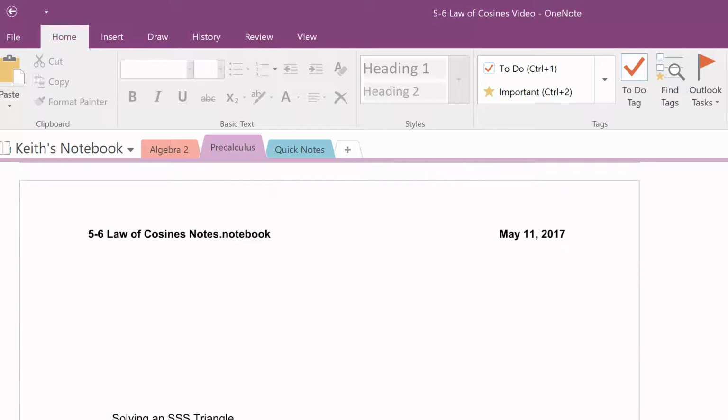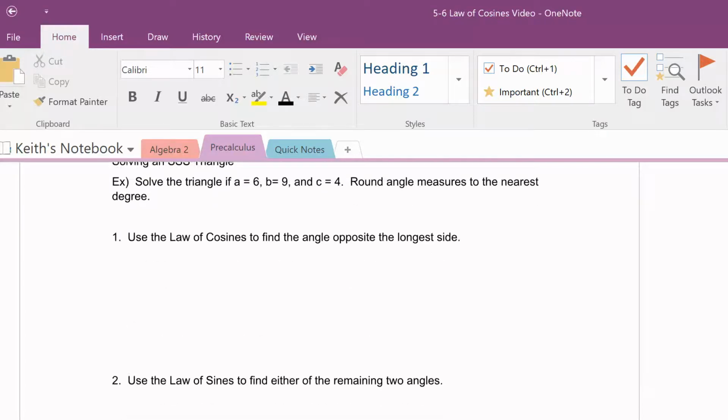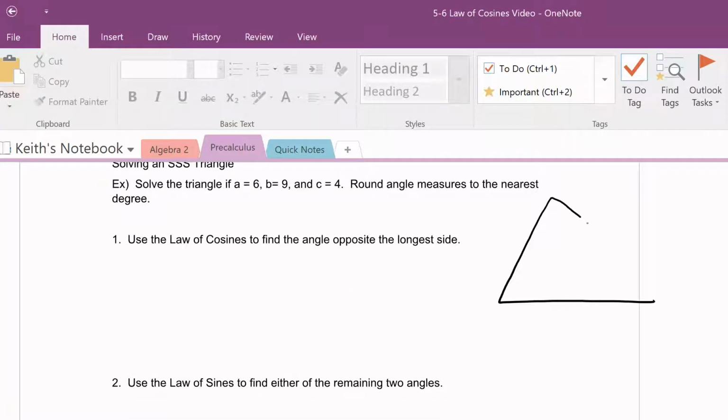All right. Let's look at another example. This one is side, side, side, where you're given all three sides. So here, we'll draw the triangle. Side A is 6, side B is 9, side C is 4. Now we have to find one angle, and we're going to use the law of cosines to find the angle opposite the longest side. So in this case that would be B.